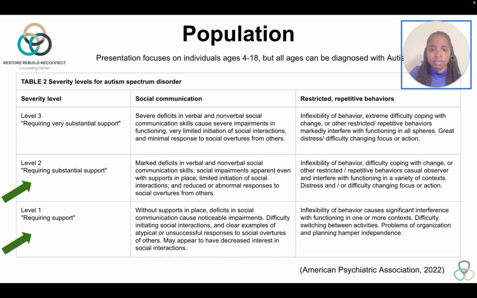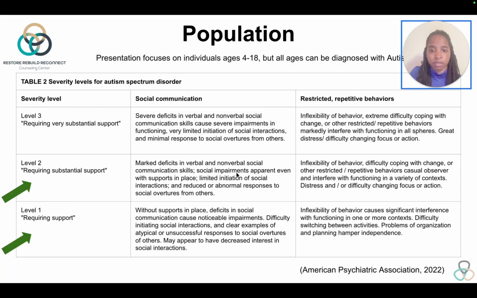But yeah, autism is a spectrum, meaning that people can present with a wide range of abilities, strengths, and different needs. So I want to specify what level I'm specifically talking about. The DSM categorizes autism in 3 different levels. For this presentation I am just talking about levels 1 and 2 autism. And I pulled this chart from the DSM-5 TR where it breaks down the different levels.